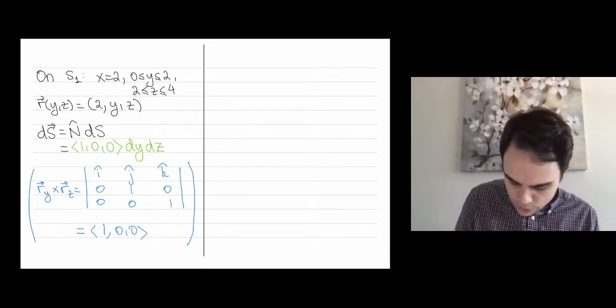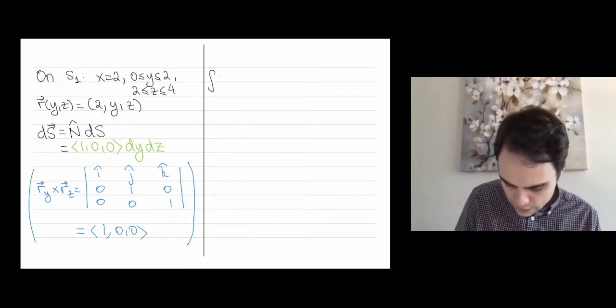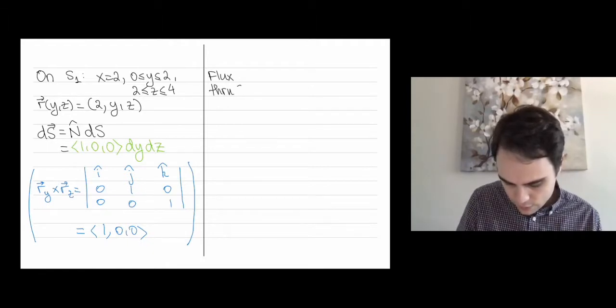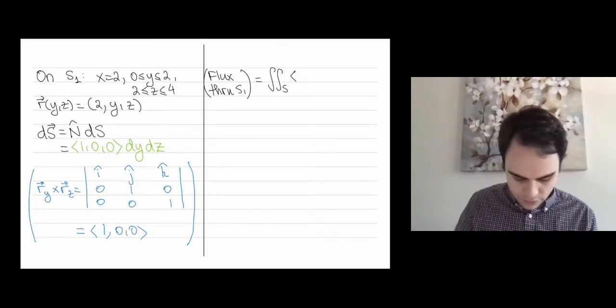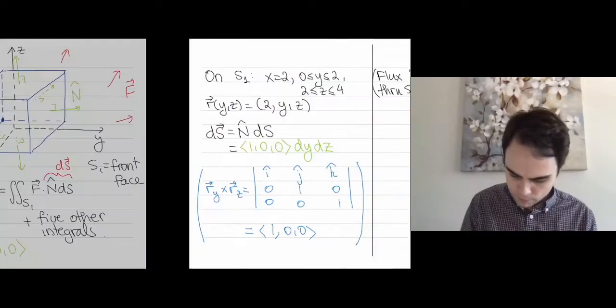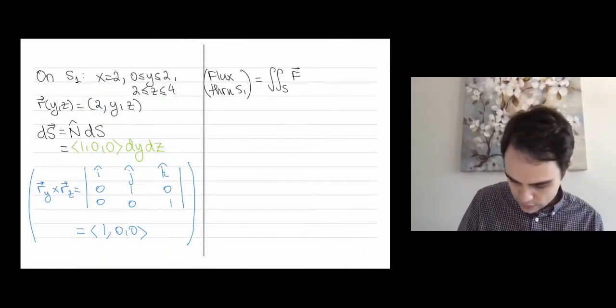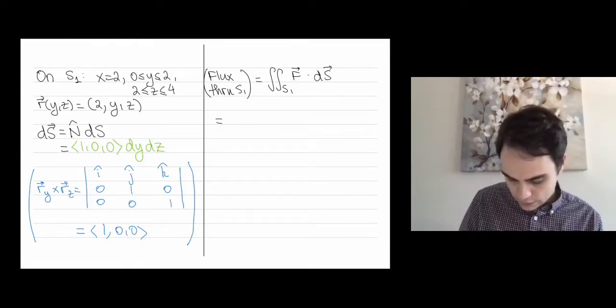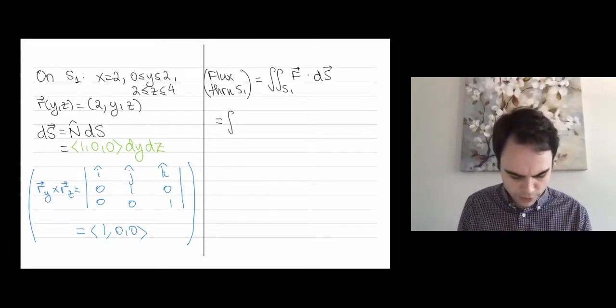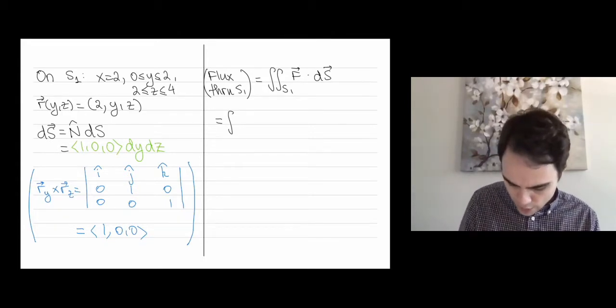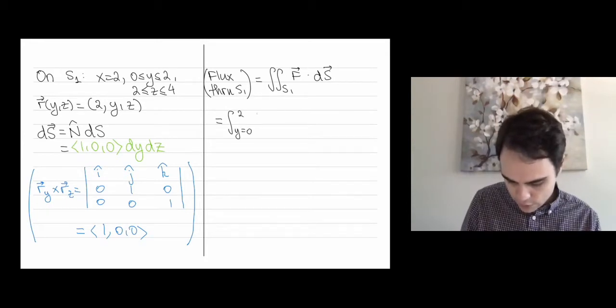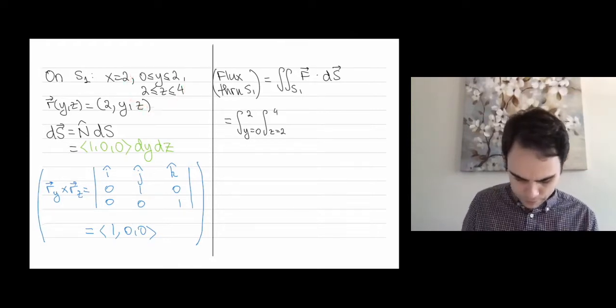Okay, so let's compute the flux for the front face. That's the double integral. So the flux through S1 is the double integral over S1 of F. So what's our vector field? y, z, x. Let me write everything in terms of the parameters. So the parameters are y and z. y goes from 0 to 2. z goes from 2 to 4. They're from here, which came from this part.